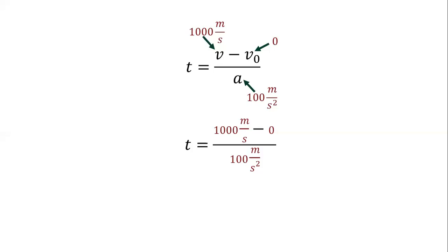Okay, let's see what the answer for T is. In solving it, we get T is equal to 10 seconds. 10 seconds. So again, check it using your calculator: 1000 minus 0 all over 100. We know that T is in seconds because our variables are consistent with the units. So we are confident that T is in seconds, and our answer is correct.